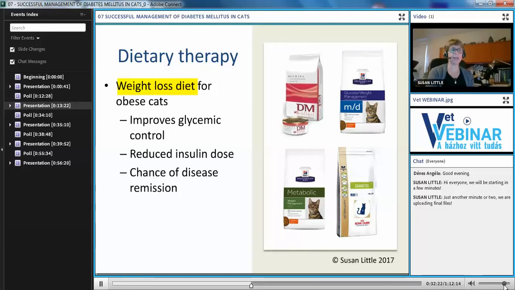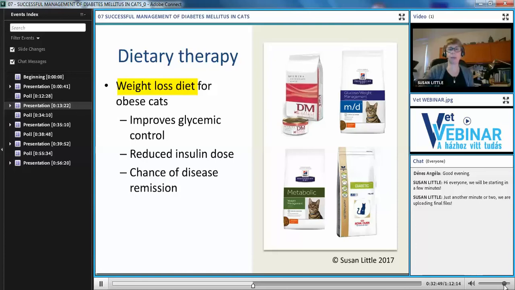lost enough weight that they're not obese anymore. But if they still are obese, then we want to prioritize weight loss and get them as close to a normal body weight as possible, because we know that treating obesity improves their glycemic control, their insulin dose will be lower, and they will have a better chance of disease remission, or at least remission from needing insulin treatment. So that would be my number one priority.